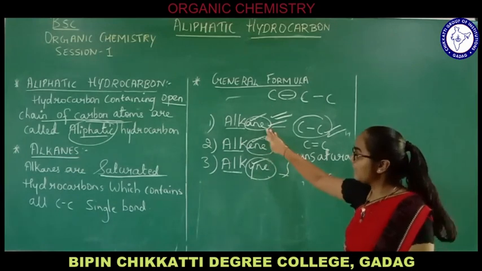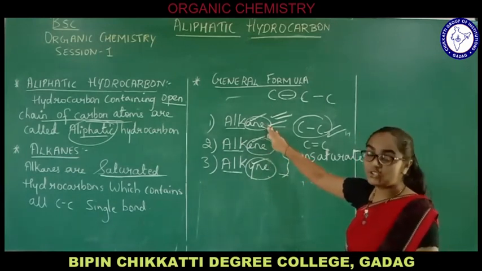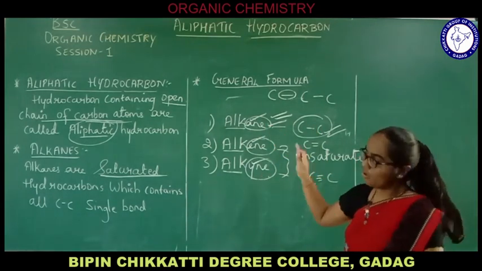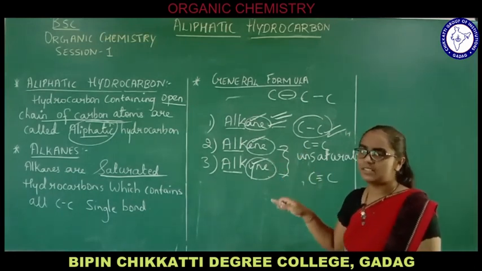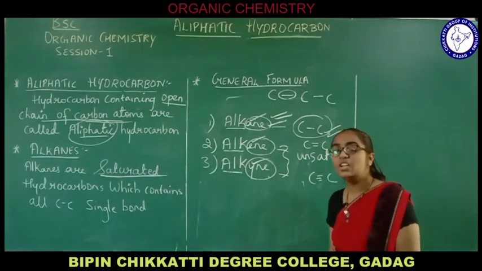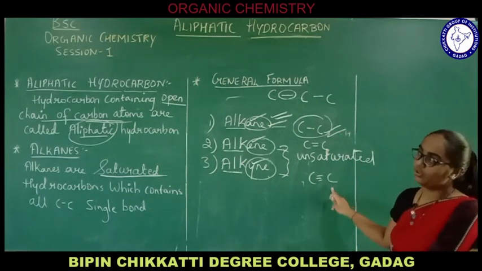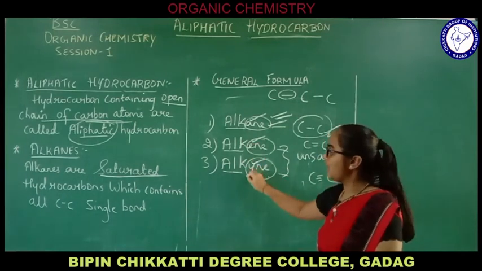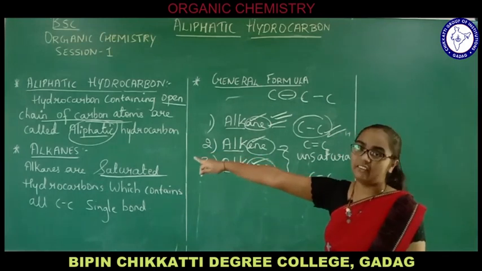Alkane is an aliphatic hydrocarbon, basically saturated, containing a carbon-carbon single bond. Alkene is also aliphatic, provided the carbon-carbon double bond is present, because it is unsaturated. Similarly, alkyne is also an unsaturated compound containing a carbon-carbon triple bond. So that was all about the alkane, alkene, alkyne. Alkene and alkyne we'll study later on. First we'll focus only upon the alkane family.